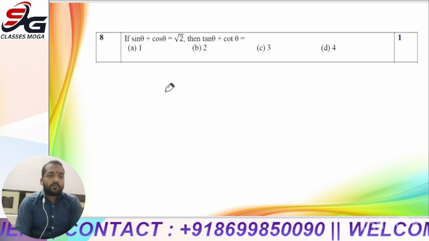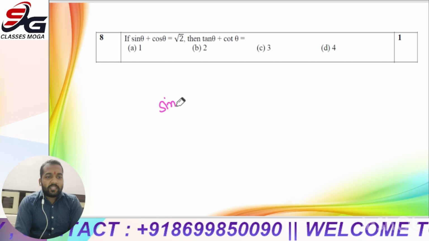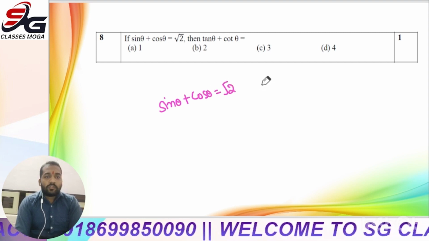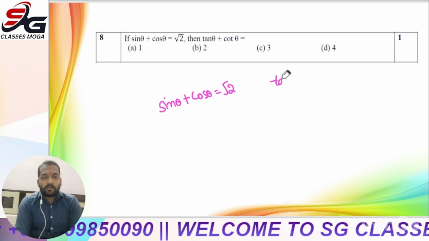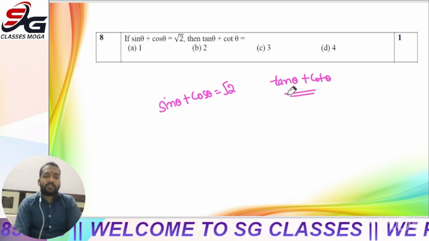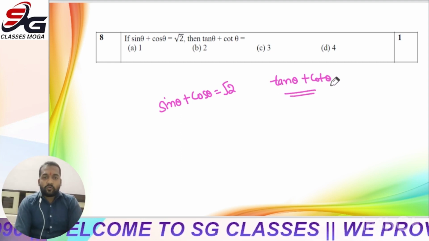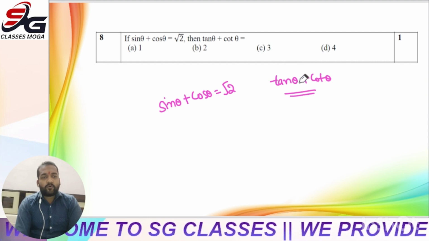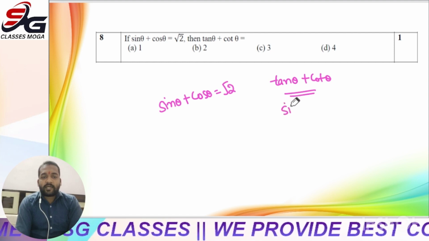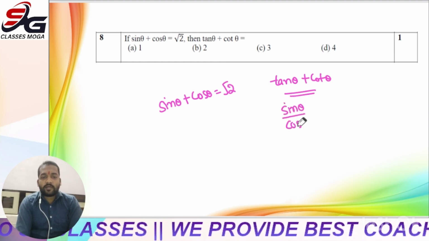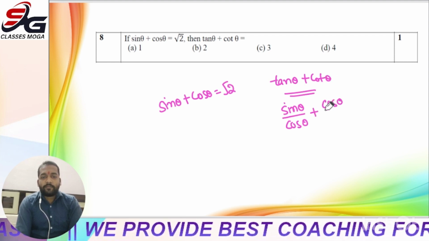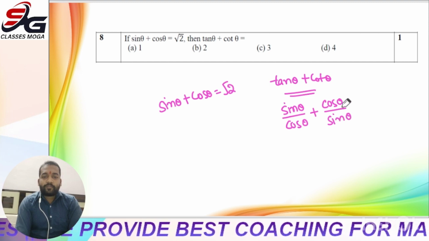Eighth question. If sin theta plus cos theta is equal to root 2, then what is the value of tan theta plus cot theta? We have to find the value of this, right? So first of all, change this tan and cot in terms of sin and cos. So we can write tan theta as sin theta over cos theta, plus cot theta, which is cos theta over sin theta, right?